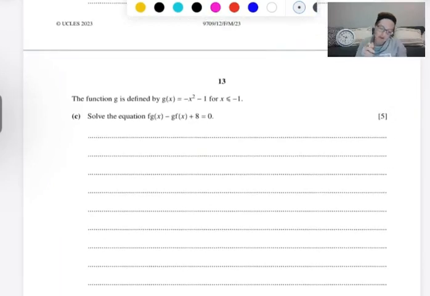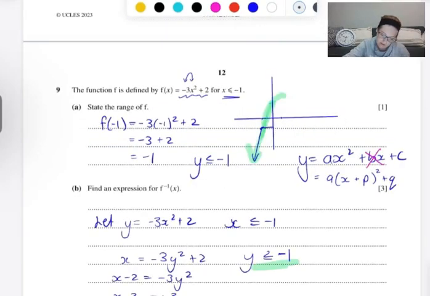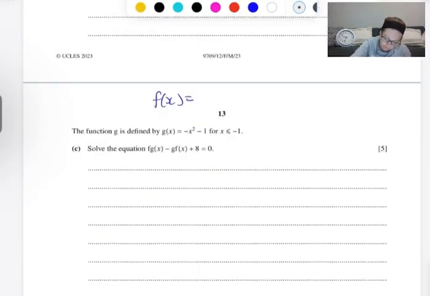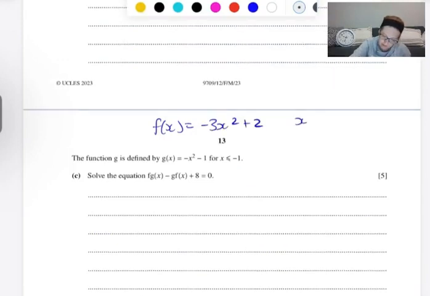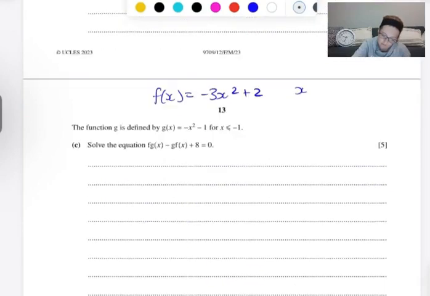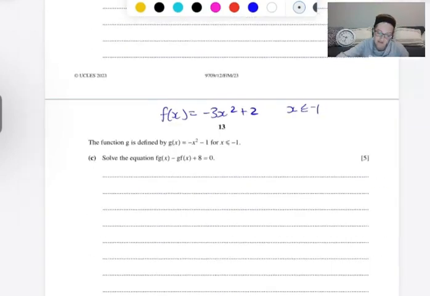Okay, the next question. The function g is notated in that way. That's g. Solve the equation f of g minus g of f plus 8. So I'm just going to get my f of x again. I don't remember what it is. So -3x squared plus 2, and then x must be less than or equal to -1. And then g is something else.